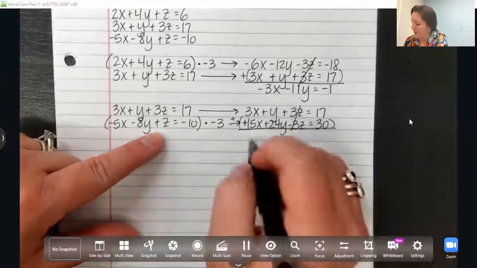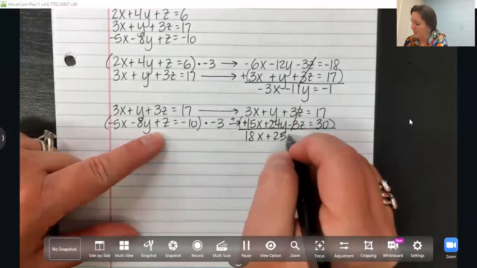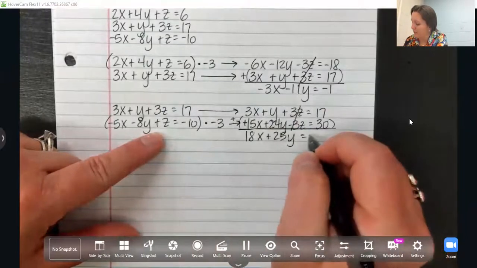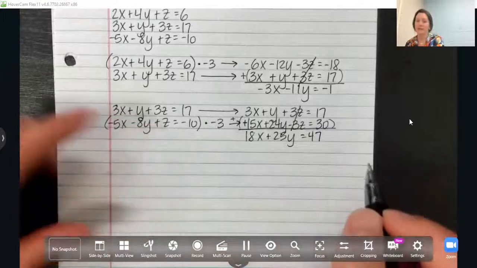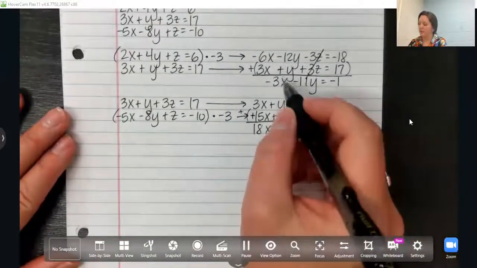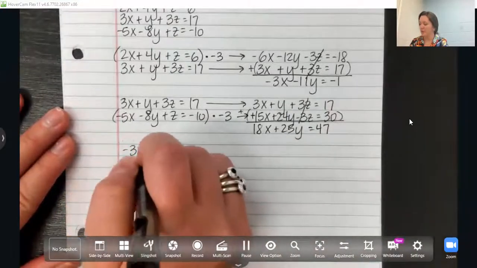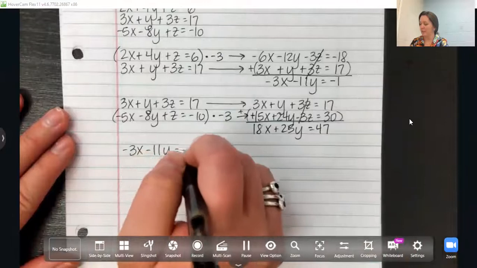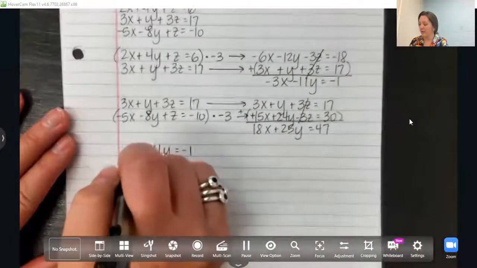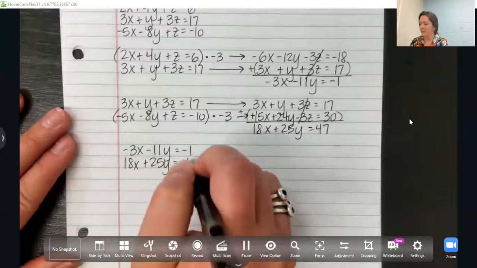Add our equations together. Z's cancel, that's great. We have 18x plus 25y equals, what is that, 47? Ooh, the numbers are getting kind of big. So let's write these together because then we'll have to use elimination again. We have negative 3x minus 11y equals negative 1, and 18x plus 25y equals 47.